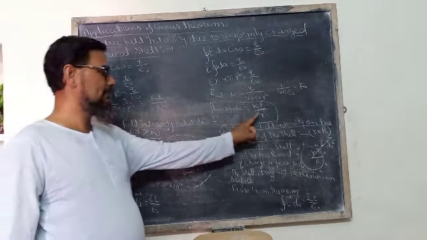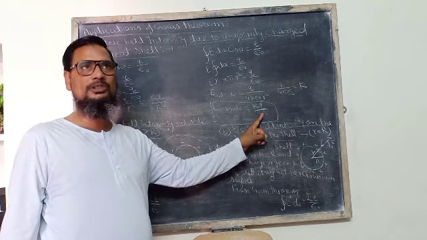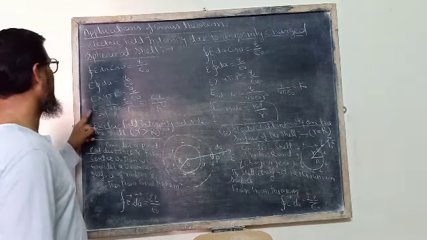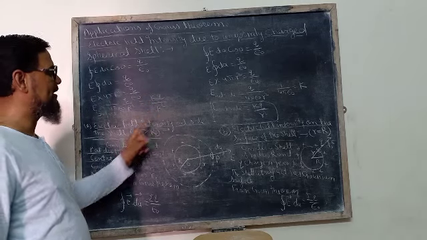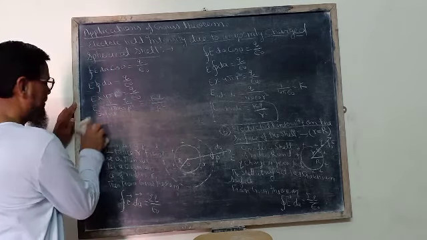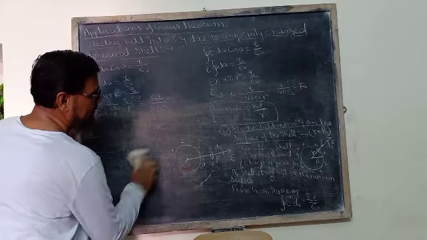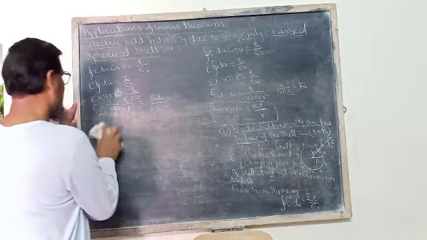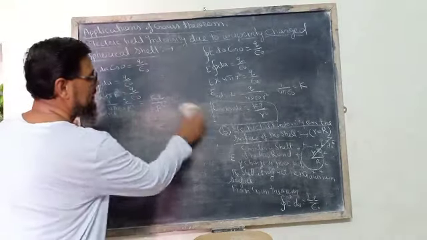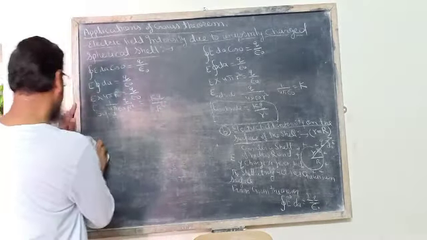The electric field intensity outside the surface is KQ upon small r square, and the electric field intensity on the surface of the shell will be KQ upon capital R square, and this is the maximum electric field intensity. Now we consider the third and last case, in which we shall calculate the electric field intensity inside the shell.